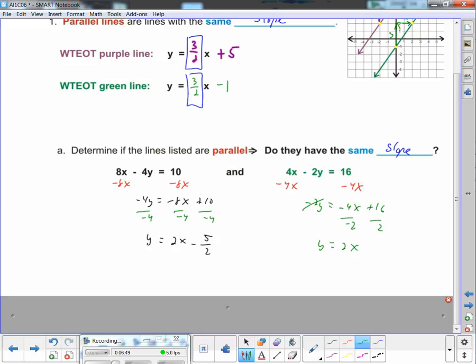And I'm not even going to finish. You're not going to finish. I don't care. Do you care? The question doesn't care. The question just asked, are they parallel? I'm not even going to finish the y-intercept. I just saw that the slopes are the same. And the answer is yes, they are parallel.